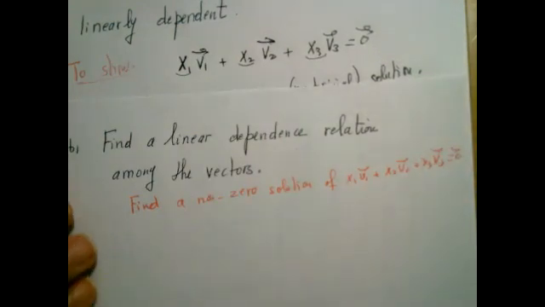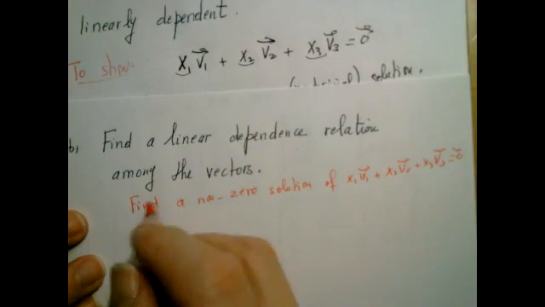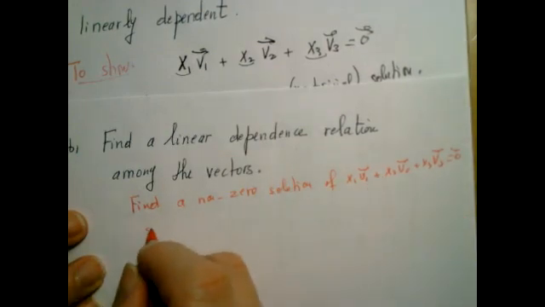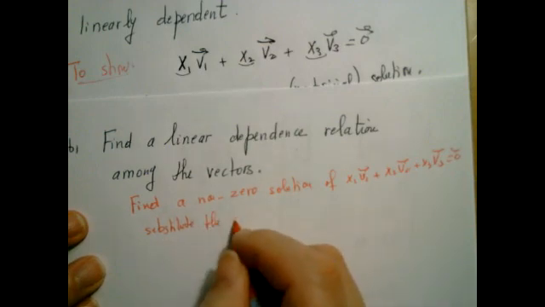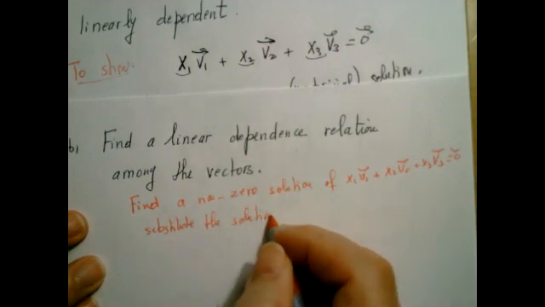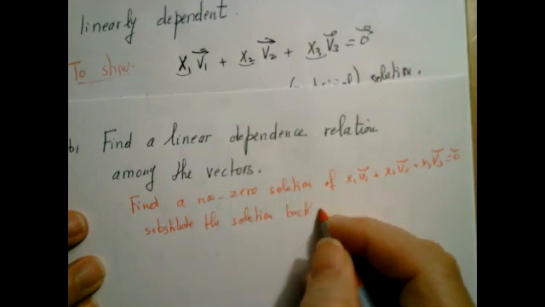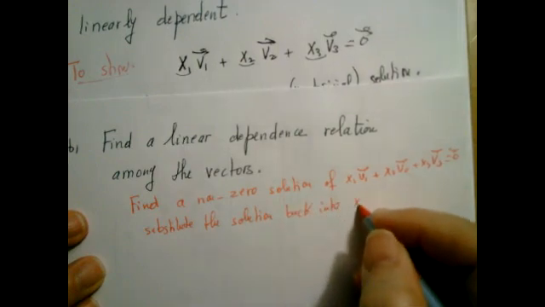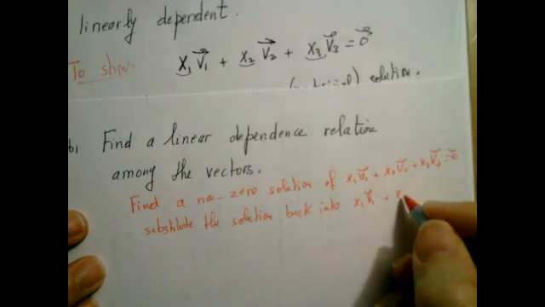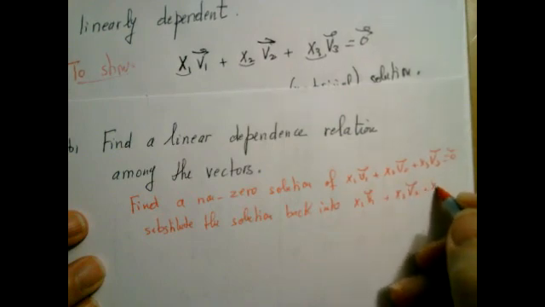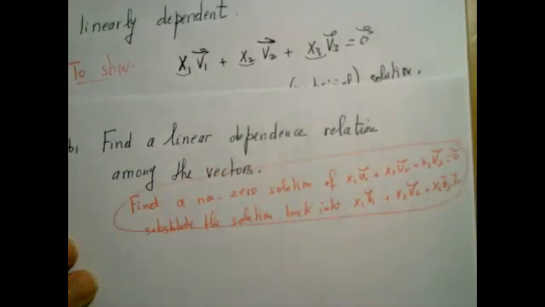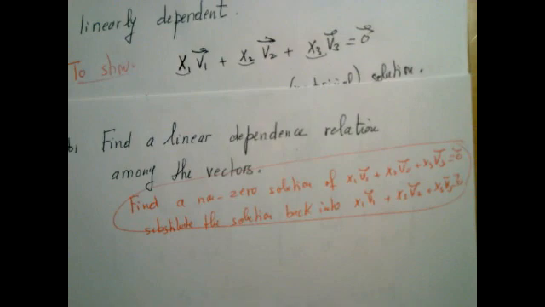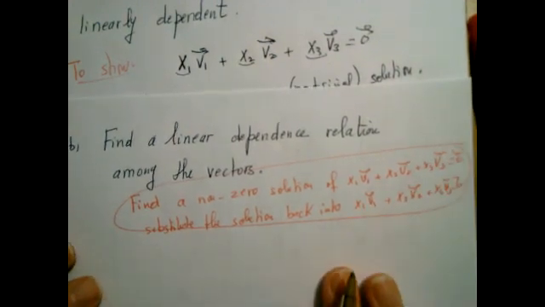One, I don't want a lot of them. I want one non-zero solution, and then substitute the solution back into this equation. And now we do the work. Substitute the solution back into this equation. So finding a linear dependence is really what it means, and let's see why this helps us understand the concept. All right, I want to find a non-zero solution.